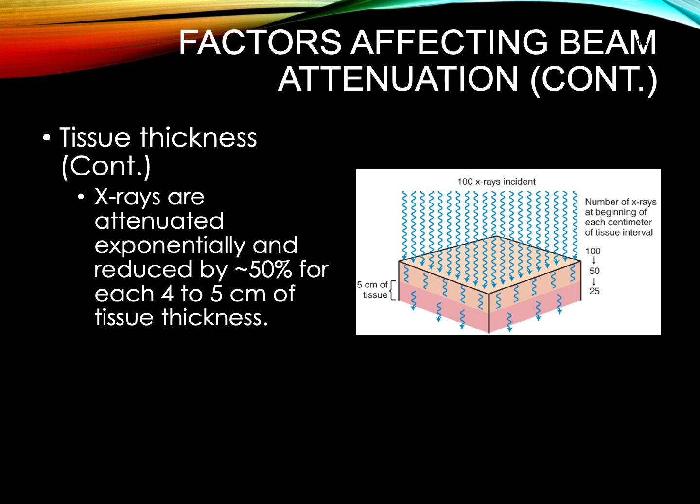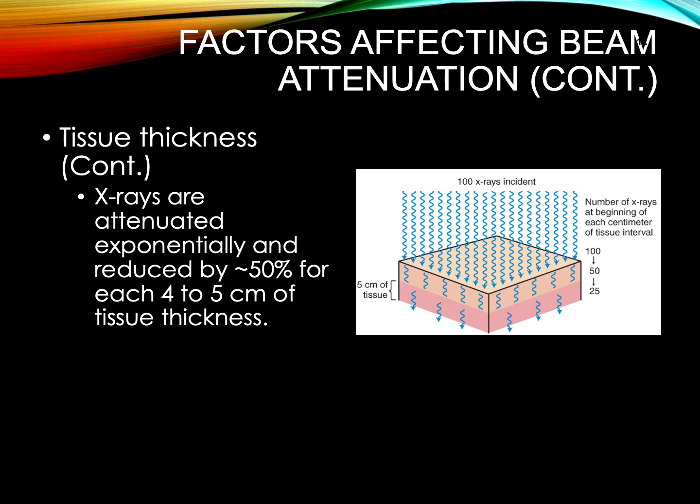In figure 8.6, you can see that this is tissue beam attenuation. X-rays are attenuated exponentially and generally reduced by 50% for 4 to 5 centimeters of tissue. So in this picture, you can see these are 100 X-ray incidents, number of X-rays at the beginning of each centimeter of tissue interval, and then this is about 5 centimeters of tissue. So you can see it's going to change.